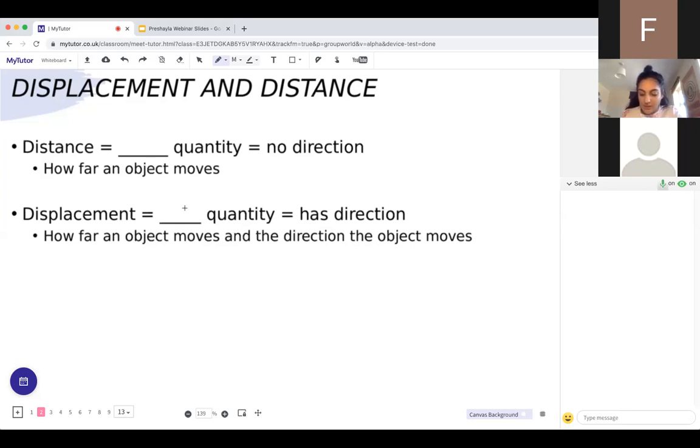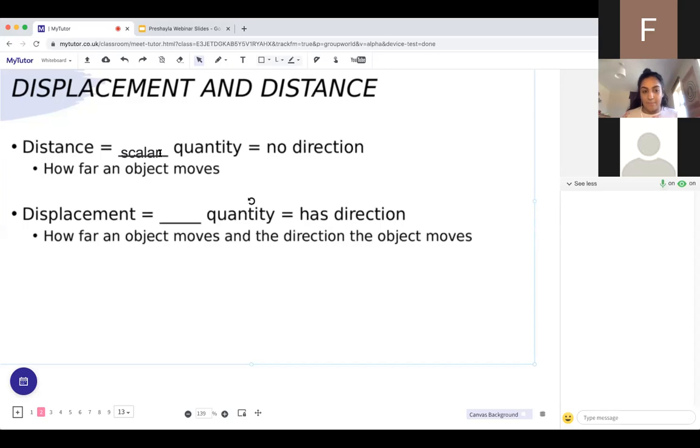Cool, I can see lots of you putting the correct answers. So yes, distance is a scalar quantity. Now a scalar quantity means that it has no direction, it's just value. It just means the distance that the object moves. So it goes from point A to B, how far was it? Was it 5 meters, 10 meters, 60 kilometers? It's just a distance. The number and the unit, and that's it. We have no idea what direction it went in, and that's called a scalar quantity when it has no direction associated with it.